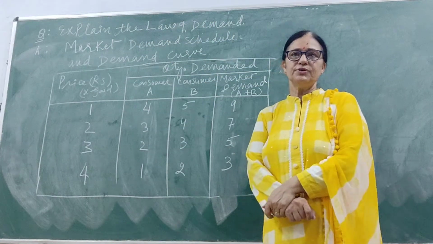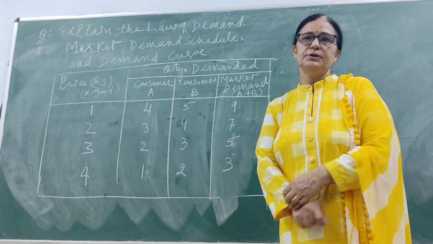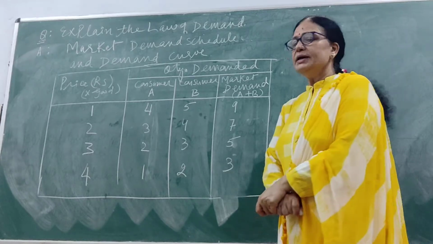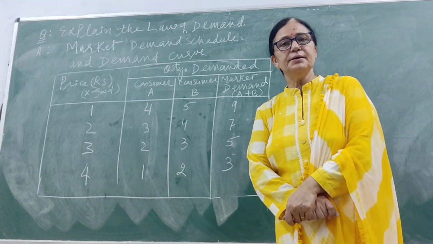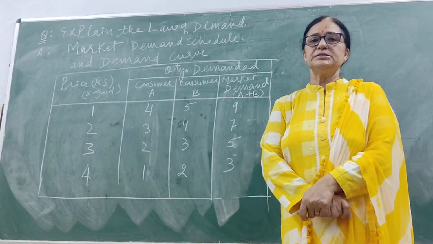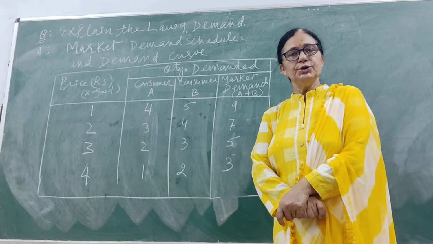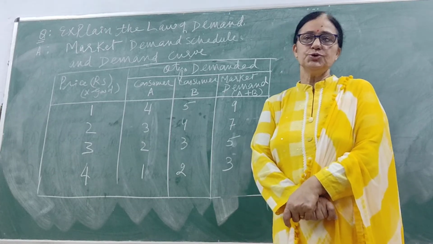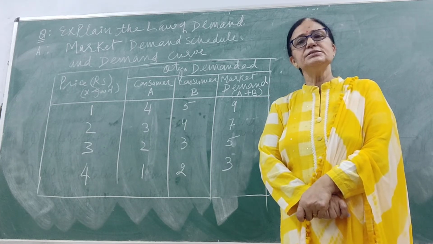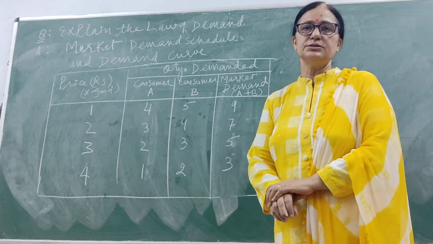Yes, we continue with the market demand schedule and demand curve. Law of demand को समझने का next way क्या है? That it can be explained in terms of market demand schedule and market demand curve. बाजार मांग तालिका और बाजार मांग वक्र. As we discussed earlier, market demand schedule and market demand curve shows the different quantities demanded at different prices of a commodity by all the consumers in the market.